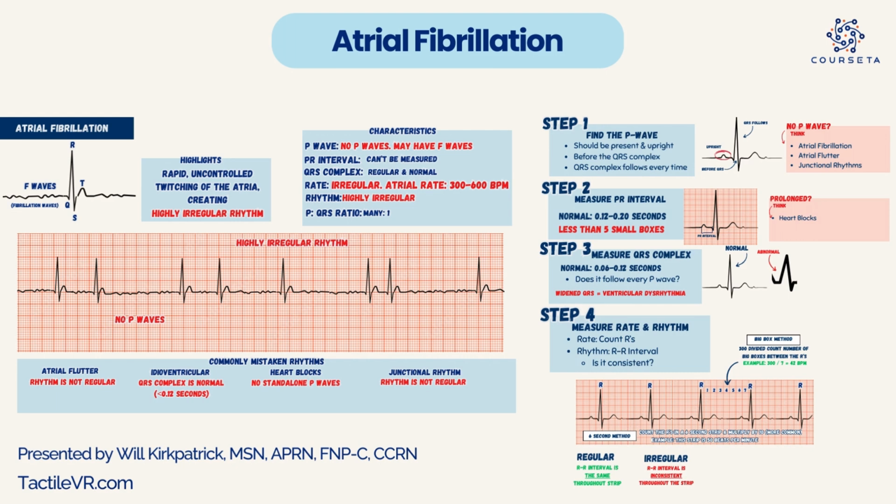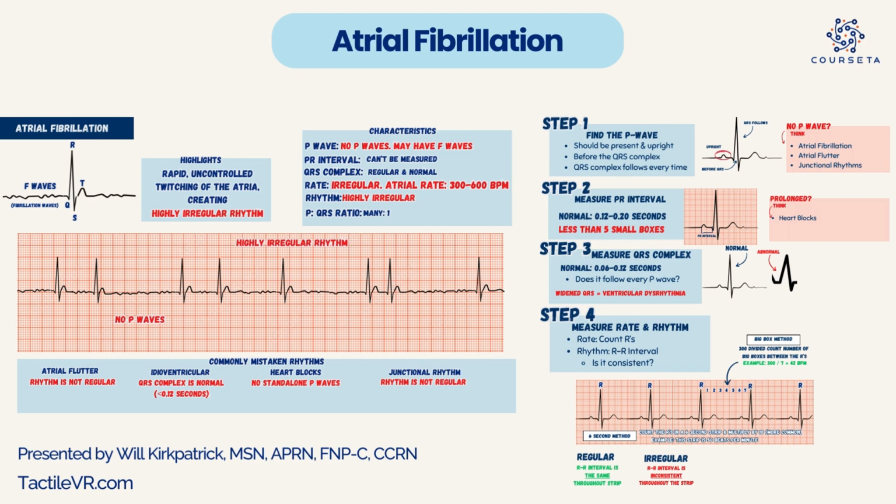All right, so step number 3, let's measure the QRS complex. The QRS complex is still less than that 0.12 seconds, so those 3 small boxes. So we're not thinking any ventricular arrhythmias here. All right, so step number 4, let's measure the rate and the rhythm. So the rate here in this case is 1, 2, 3, 4, 5, 6, 7, 8, 80 beats per minute.